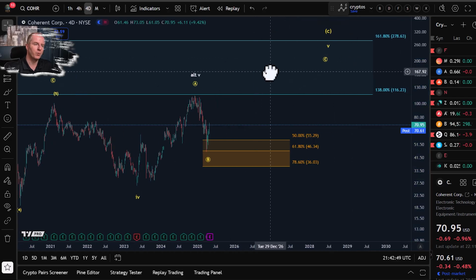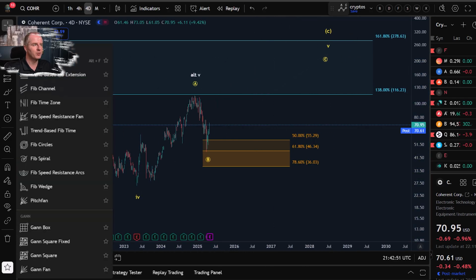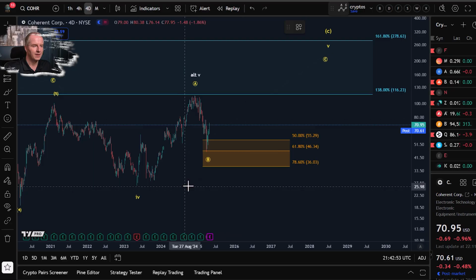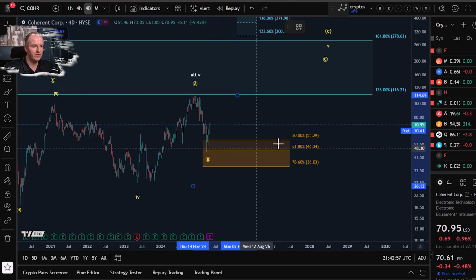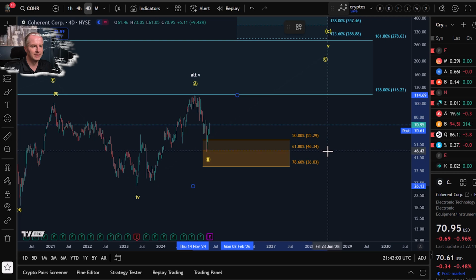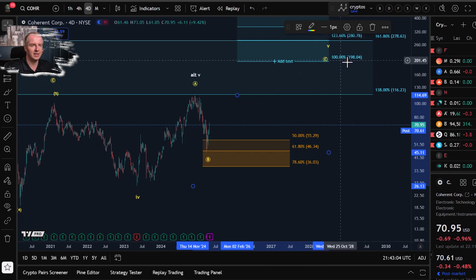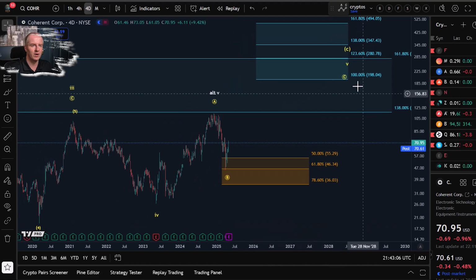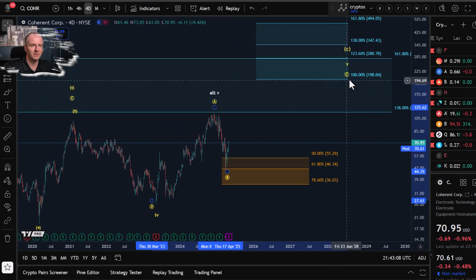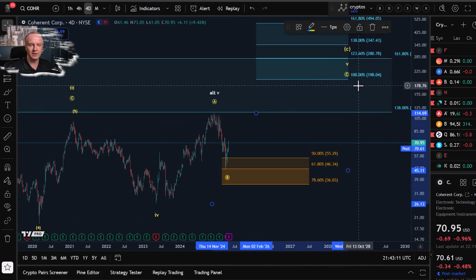And then obviously what we can do is calculate a projection target for the C wave. Now we do that by taking the length of the A wave. We have a potential low in wave B. It's a bit early to confirm that, but just to show you how that's measured, we would then be looking for the 100% extension at $198.04. That would be for this C wave here. So that would give us a full wave count.